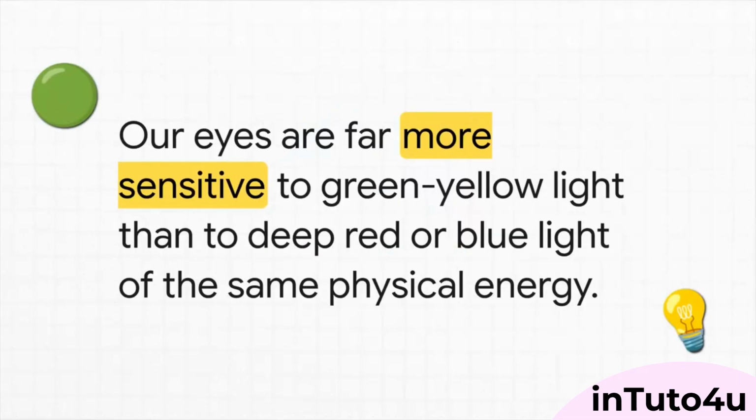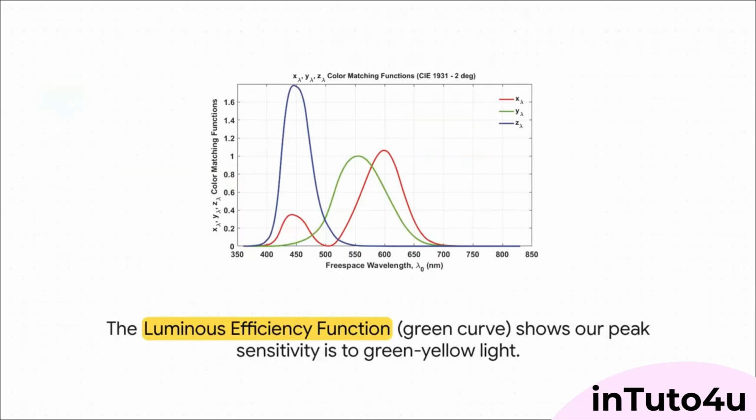And when you put all that together, the result is pretty wild. Let's say you have 1 watt of pure green light and 1 watt of pure blue light. Physically, they have the exact same amount of energy. But to your eye, that green light is going to seem way, way brighter. Our vision is just massively biased towards the middle of the spectrum. And scientists, being scientists, have mapped this bias perfectly.